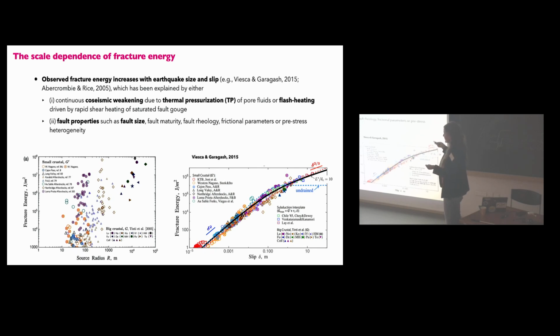And these, as you can see, typically don't go together. One is a fault property, the other is something that continuously changes due to thermal pressurization. Oh yeah, and then if you plot out, this is in an appendix, fracture energy with source radius, there's actually quite a mess here.